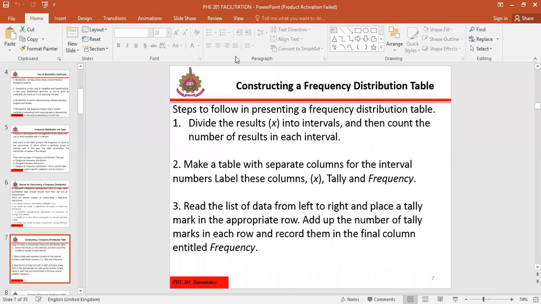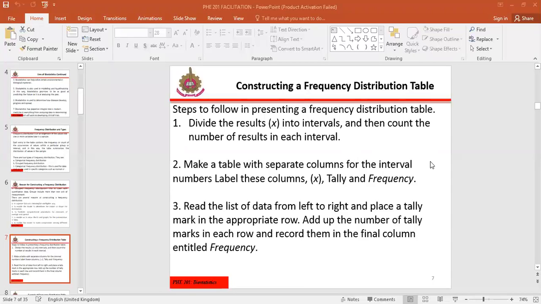Okay, now if you are to construct a frequency distribution table, how do you go about it? On this slide, I've given you the concise steps to construct a reasonable and understandable frequency distribution table. The first step is that you have to divide the results into intervals and then count the number of results in each interval.